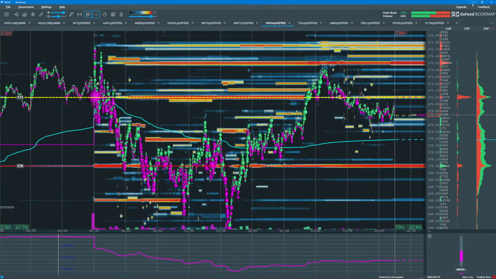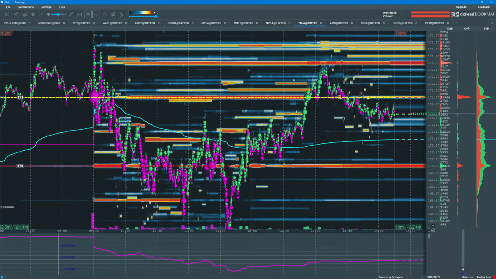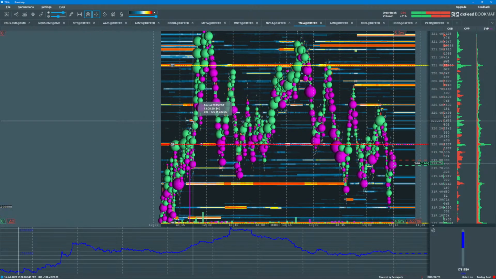Let's go back to Bookmap. There's the 170 level. Price trading up and down around that level, now moving back above that level. All right, stock of the day, Tesla. Just the opposite yesterday. Nice short setup yesterday and a nice long setup today.